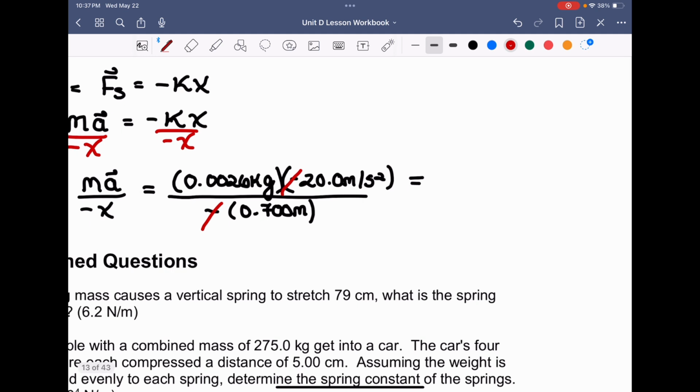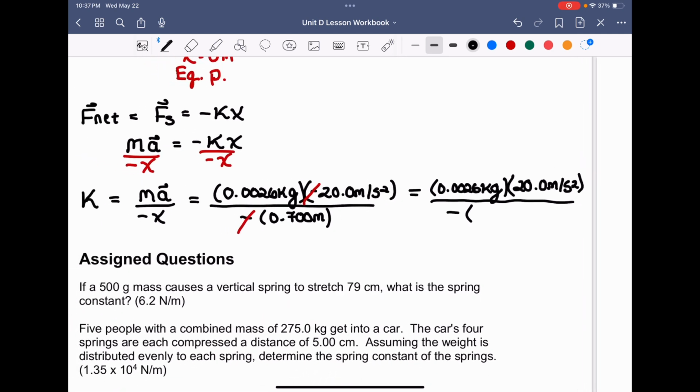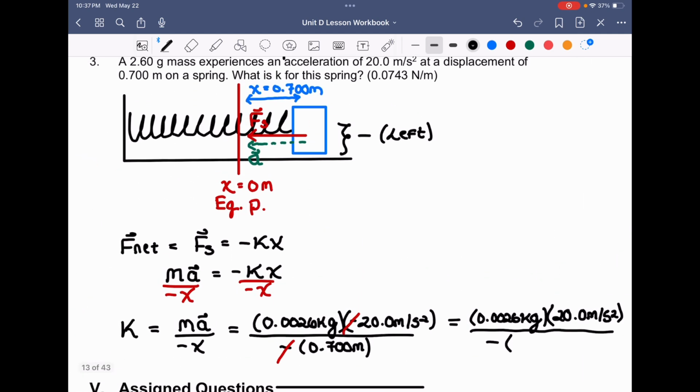The other way, and I'm going to give you the choice to do this, is you could write it as the mass, again the same, 0.026 kilograms. You could leave the acceleration as signless, 20.0 meters per second squared, and then divide by the following. Negative, in the brackets. We look at this piece here, and maybe this is the issue: if I assume that this went to the right, this is a positive x value. So in this region, this is positive x.